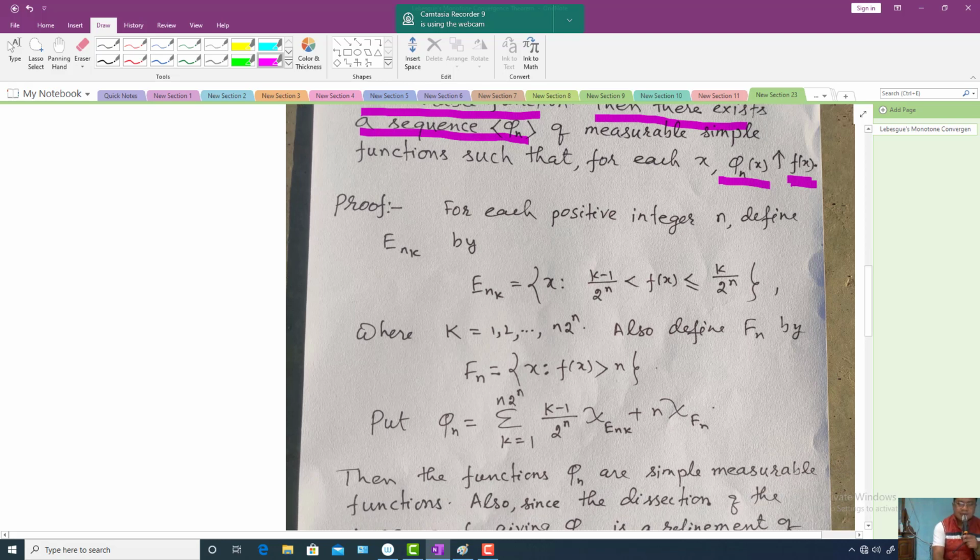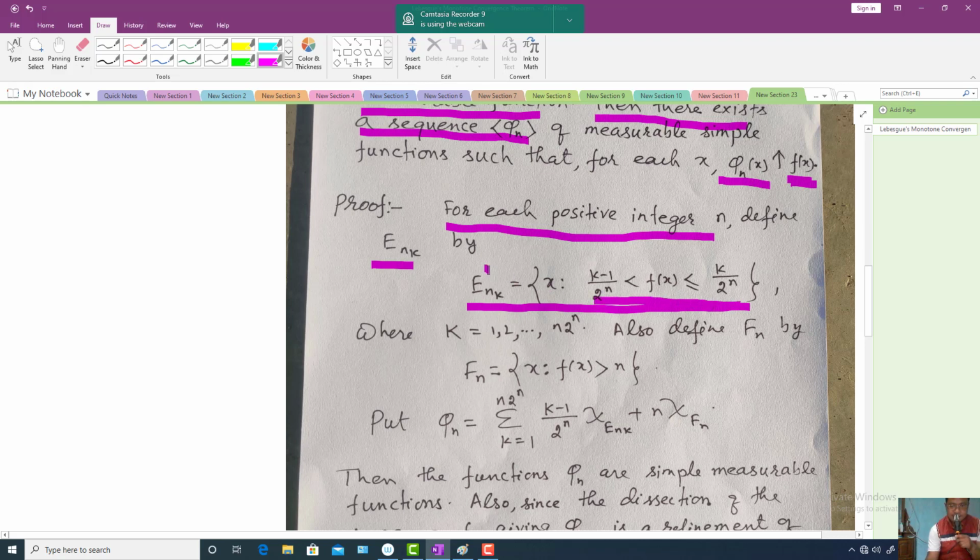Let us see. For each positive integer n, let us divide the range of the function f, or domain of the function, like this. For each positive integer n, define Enk by this equation. So what is Enk? Enk is the set of points x such that f of x is less than or equal to k divided by 2 to the power n, but it is still greater than k minus 1 divided by 2 to the power n. So those sets of points x satisfying this inequality, we call it Enk.